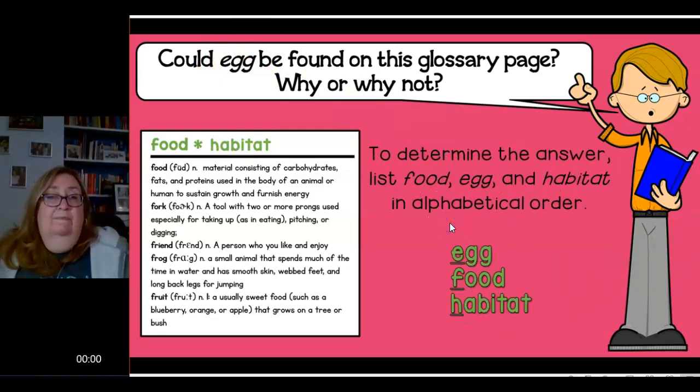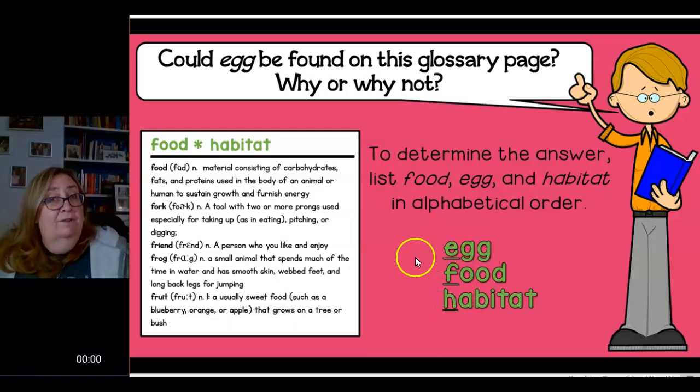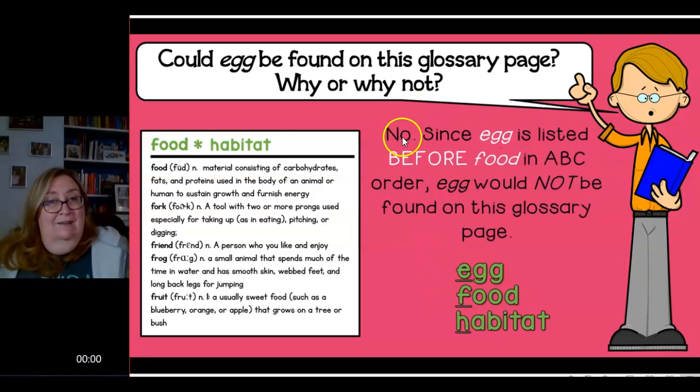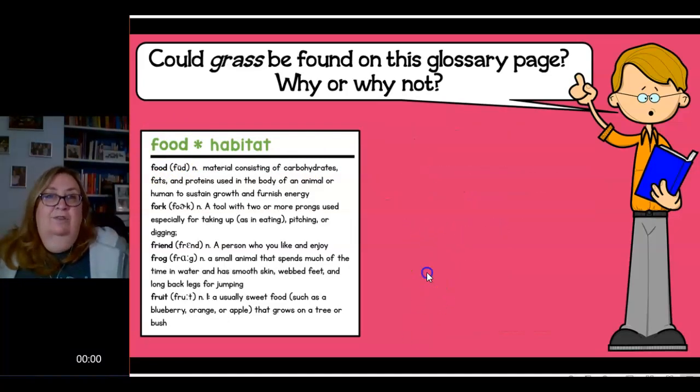Well, E comes before F, and F comes before H. So in alphabetical order, those would be egg, food, and habitat. Now, since egg is listed before food, and food is the first word on that page, egg would not be found on this glossary page. It would come on a page earlier than this page.